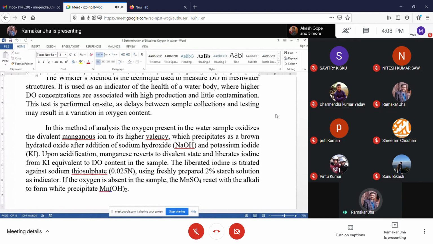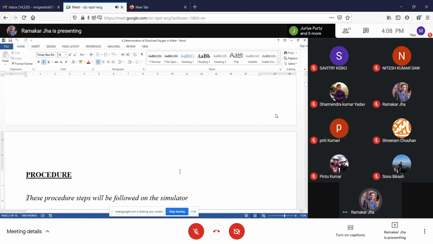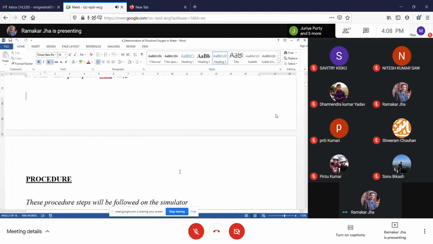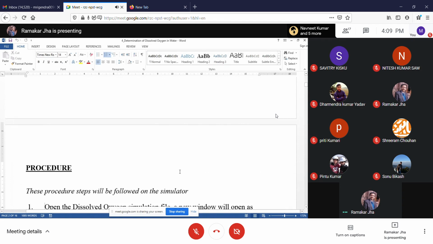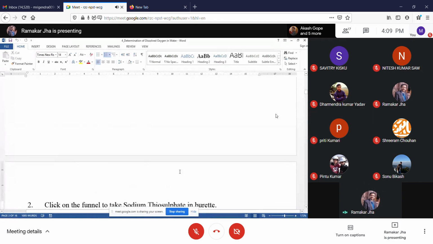If the oxygen is absent in the sample, the MnSO4 reacts with alkali to form the precipitate. If there is no oxygen, then the manganese ion, which was MnSO4, will react with the alkali, meaning NaOH, and it will form the precipitate. Again we are finding solids, but of a different color. Right? Now the procedure. Here it will be more clear.